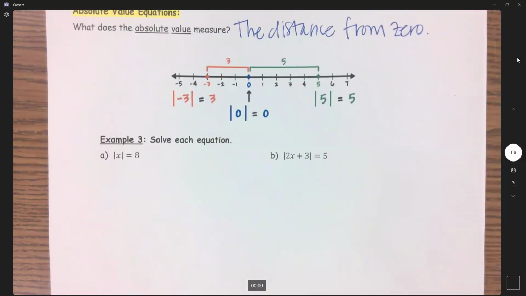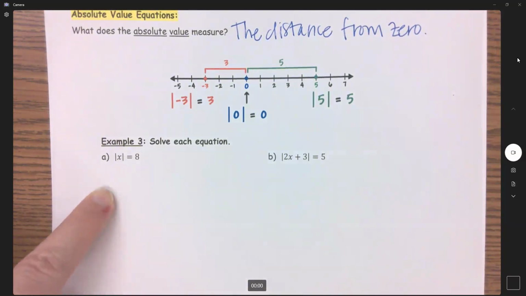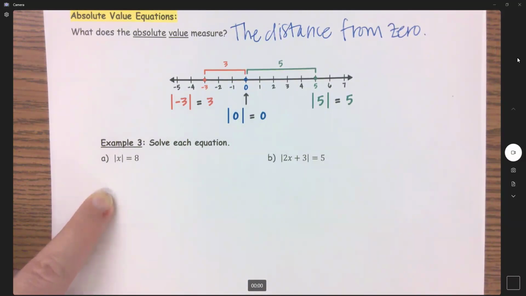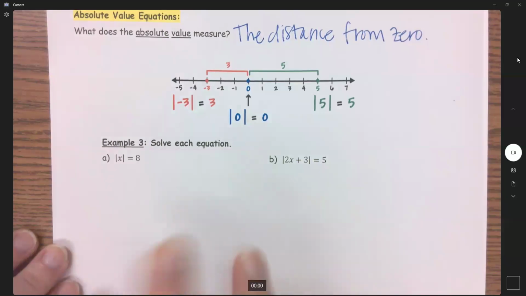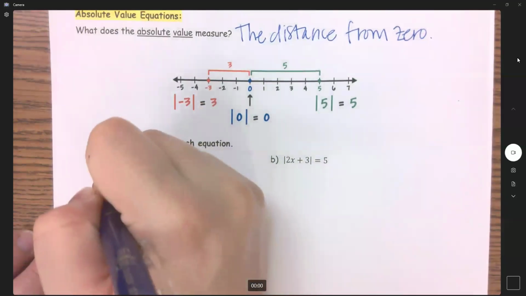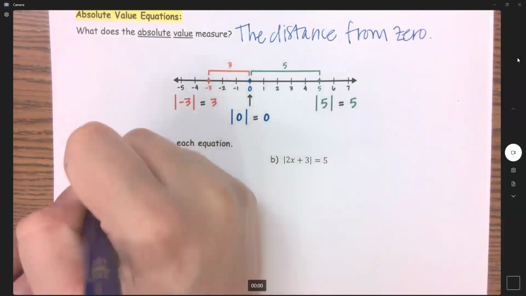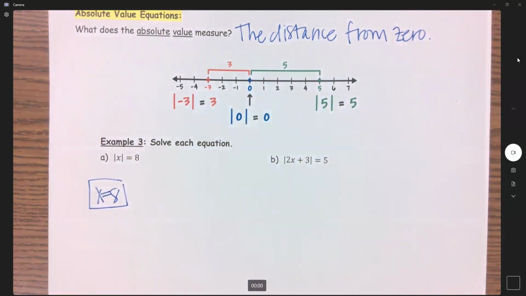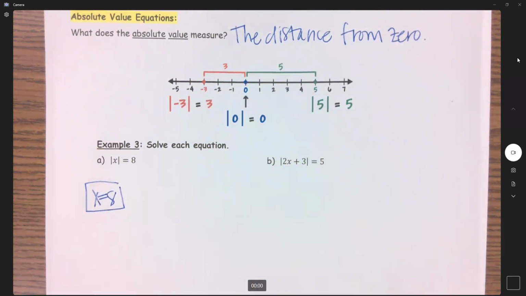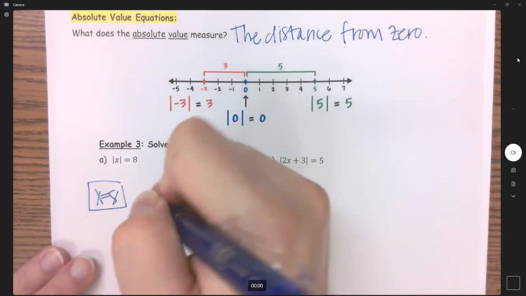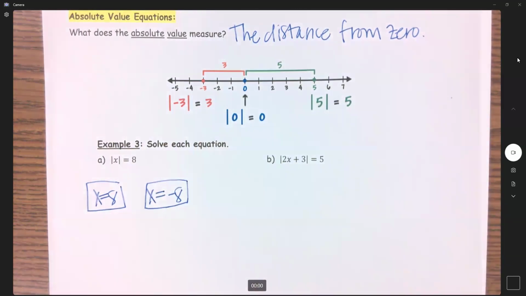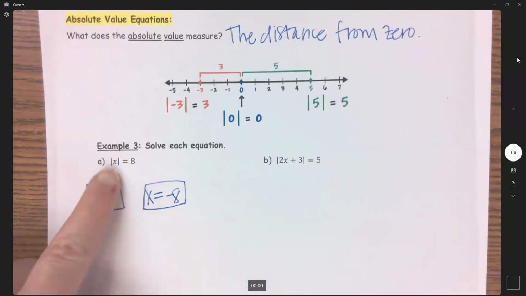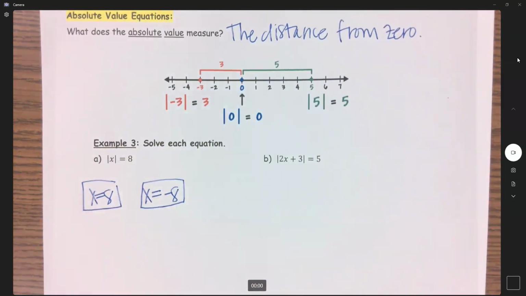So example 3, solve each equation. Well, this one's very, very straightforward. We have the absolute value of x equals 8. What number can I plug into x to make this equal 8? Well, first we can have x is 8 because the absolute value of 8 is 8. Or we could also have x equal -8 because the absolute value of -8 is also 8.